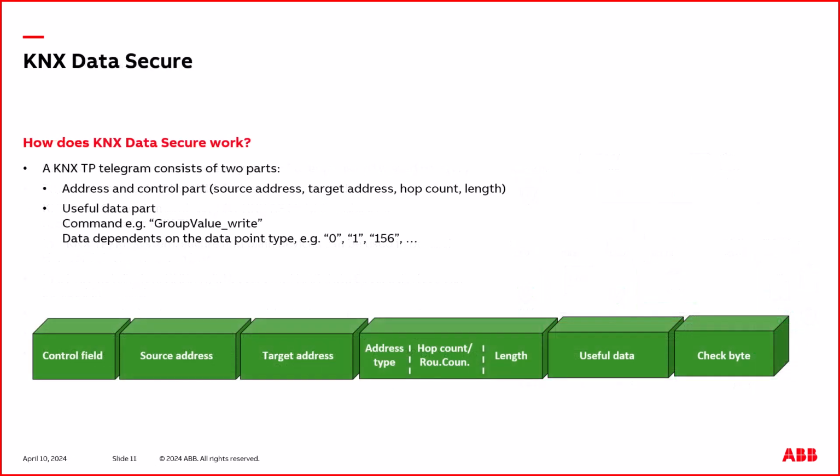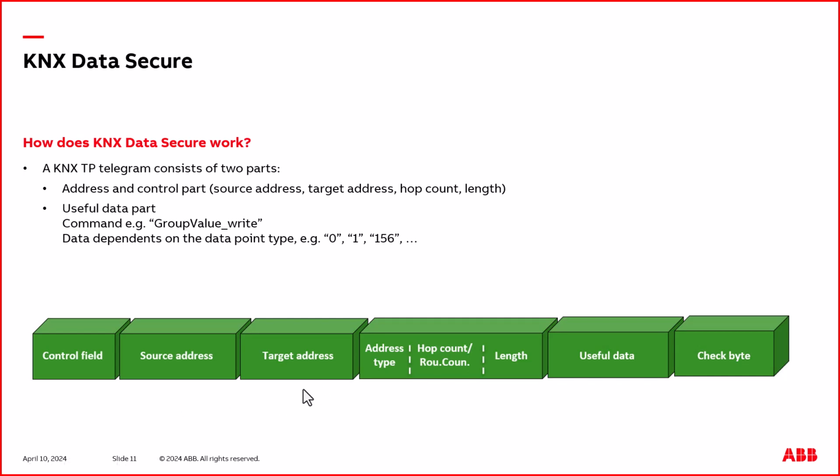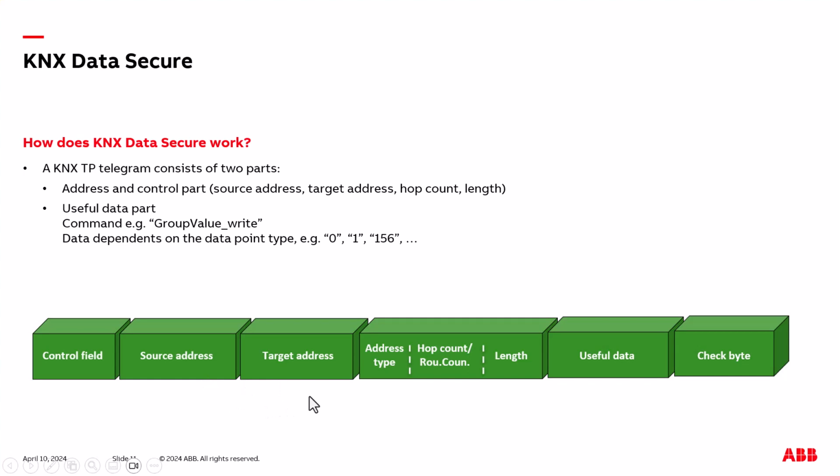Now let's go to the basics of KNX. I hope every one of you has attended a KNX basic course and has learned about the structure of a KNX telegram. So a typical KNX telegram on twisted pair starts with the control field, the information of the priority, for example, or whether it's a repetition. Then we have the source address of the device which sent the telegram on the bus. We have the target address, which can be a group address when we have runtime communication, or it can also be an individual address when we make a download.